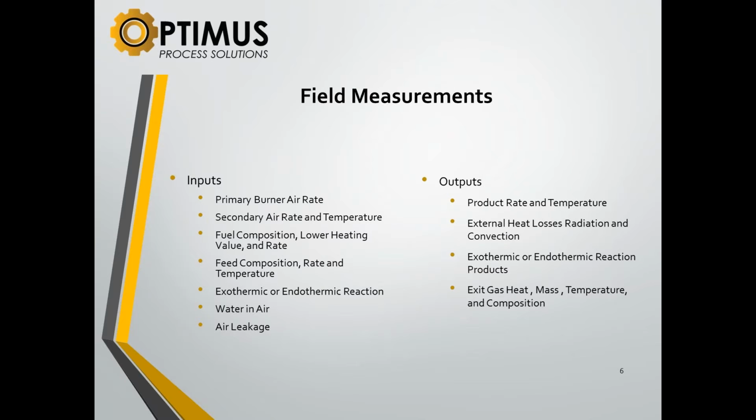Well, depending on your operation, this would be basic for most kilns. You should be able to measure the primary burner air rate, primary air. If you have a contact cooler or a grate cooler, you should be able to measure the secondary air and its temperature. You should be able to know the composition of your fuel. You should know the rate that you're feeding fuel into the kiln and what temperature that feed goes in at.